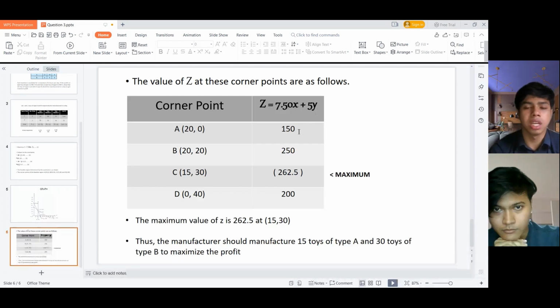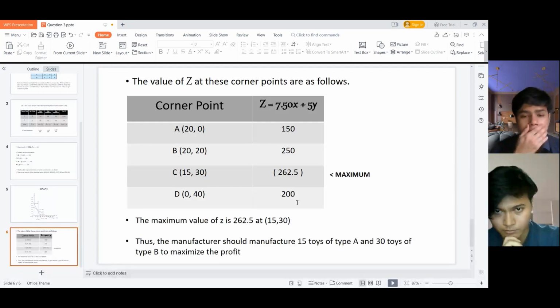7.50x plus 5y, we get 150. Then the next point is (20, 20), we get 250. C (15, 30), 15x and 30y, we get 262.5. And for D (0, 40), we get 200.